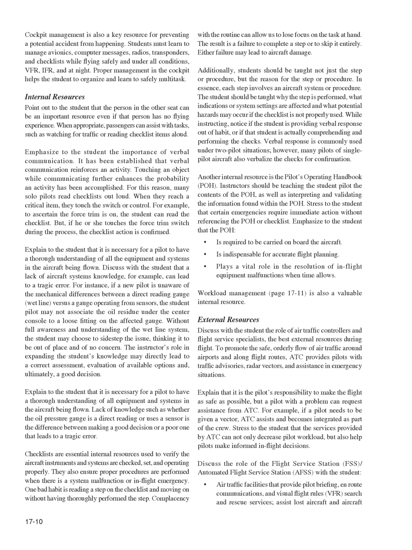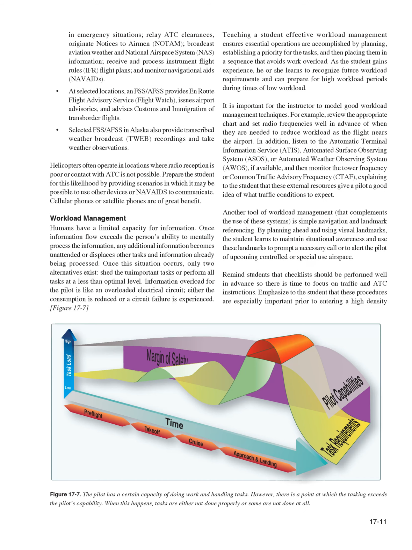Discuss the role of the Flight Service Station (FSS)/Automated Flight Service Station (AFSS) with the student. Air traffic facilities that provide pilot briefing, en route communications, and visual flight rules (VFR) search and rescue services, assist lost aircraft and aircraft in emergency situations, relay ATC clearances, originate Notices to Airmen (NOTAM), broadcast aviation weather and National Airspace System (NAS) information, receive and process instrument flight rules (IFR) flight plans, and monitor navigational aids (NAVAIDs).